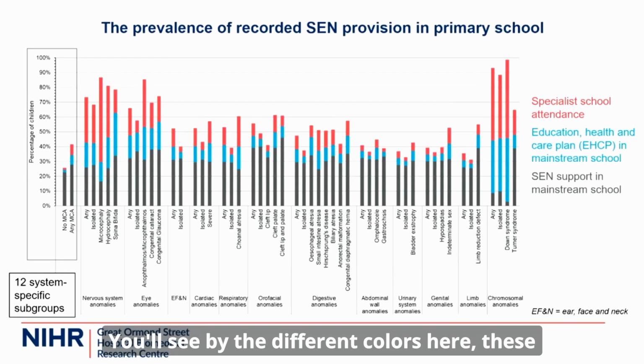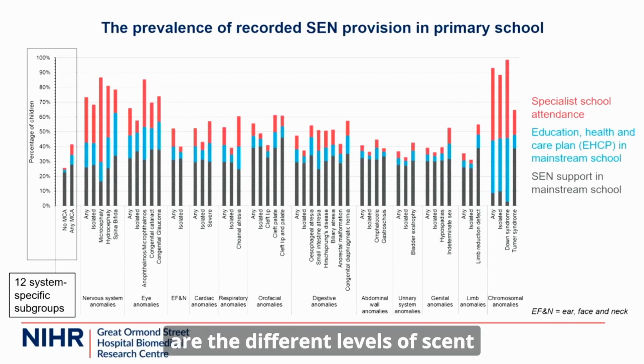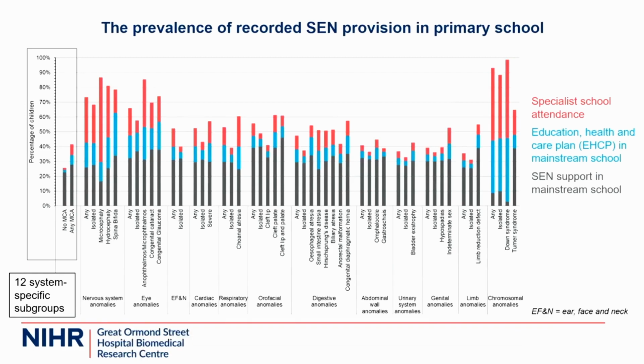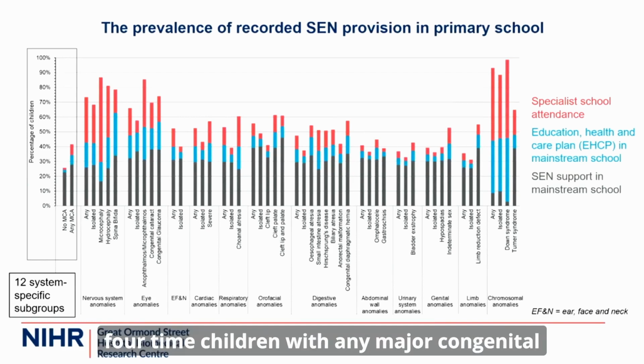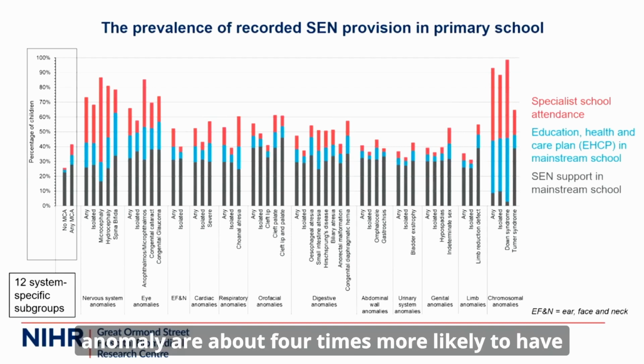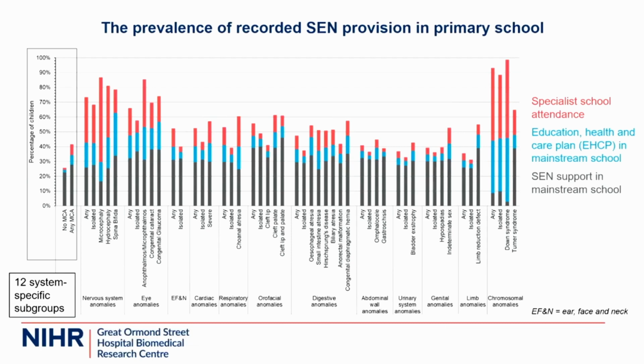You'll see by the different colours here, these are the different levels of SEND provision that I've already described, and you can see that really the difference is at the higher level of SEND provision, where children with any major congenital anomaly are about 4 times more likely to have recorded SEND provision. And I'll just pull out a couple more results.